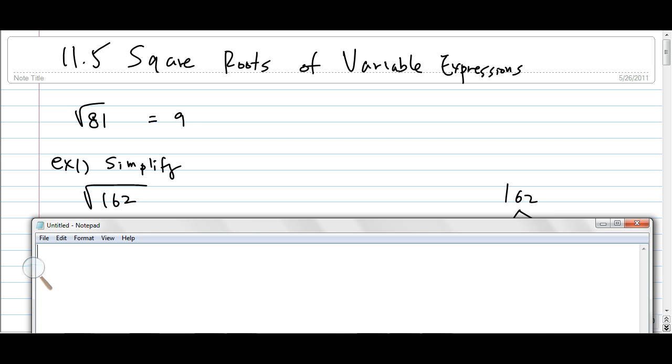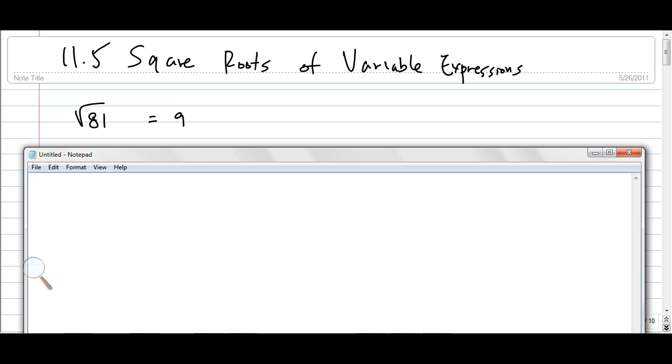Okay, good. Let's go back to this. Now, can the answer be negative 9? No, it cannot. When do we get positive 9 or negative 9? That's when you have an equation. Is this an equation? No. This is a positive number. It's an expression. When you simplify a positive number, you get a positive number, don't you?